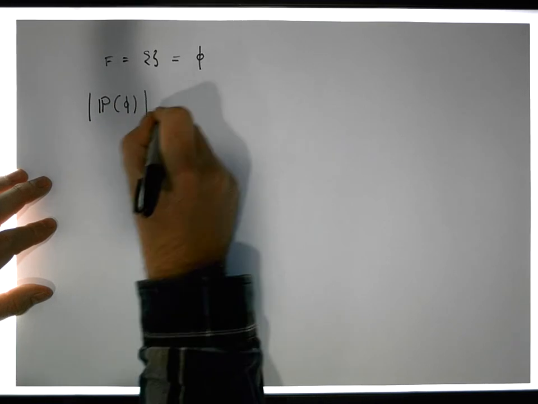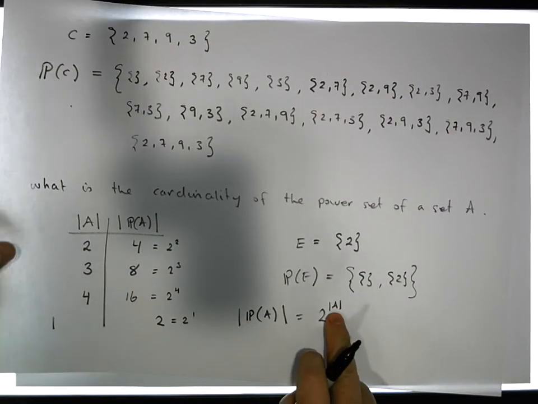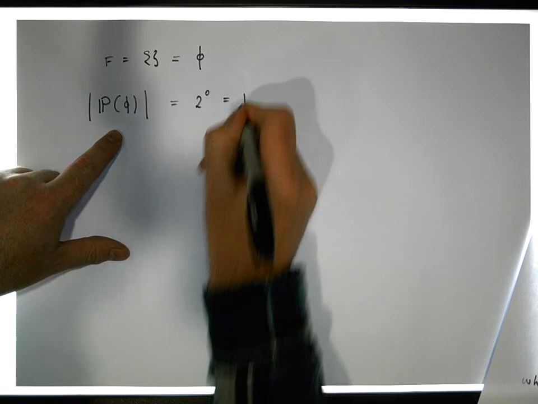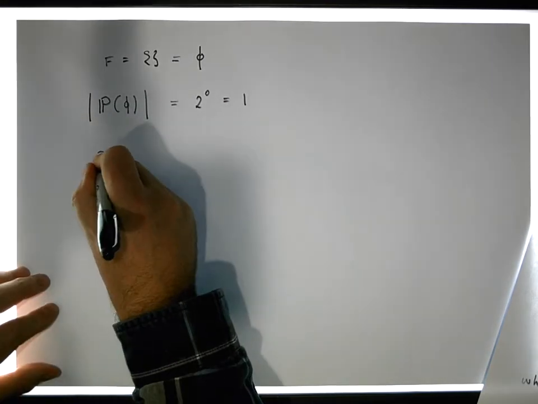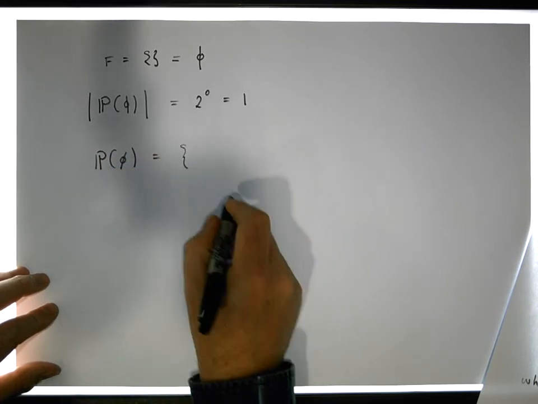Well, the empty set has cardinality 0. The rule says it's 2 to the power of the cardinality of the set. So it's 2 to the power of 0, which is equal to 1. So what does that set look like? What does the power set of the empty set look like? Well, it's a set, and it contains all possible subsets.